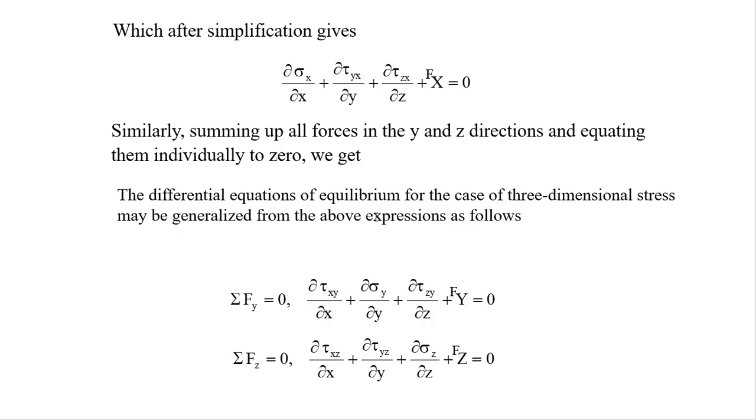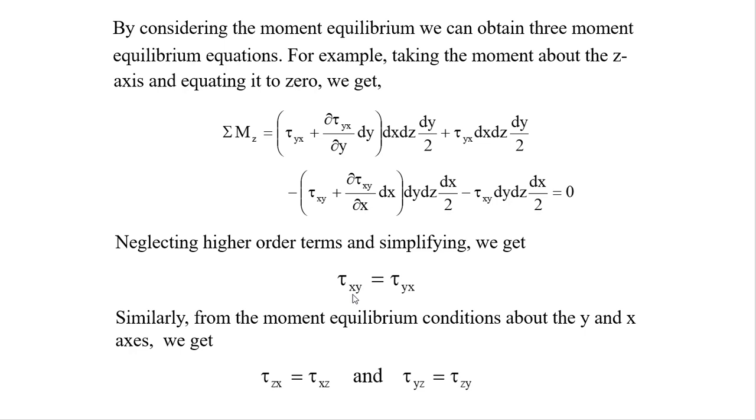After this we prove that tau yx is equal to tau xy. We have to show that the shear stress components are equal. Same thing that we did for the two-dimensional body, we apply here also. We take moment about the z direction in the first case. In the second case, if you take moment about the other two directions also, you can get equations like this.